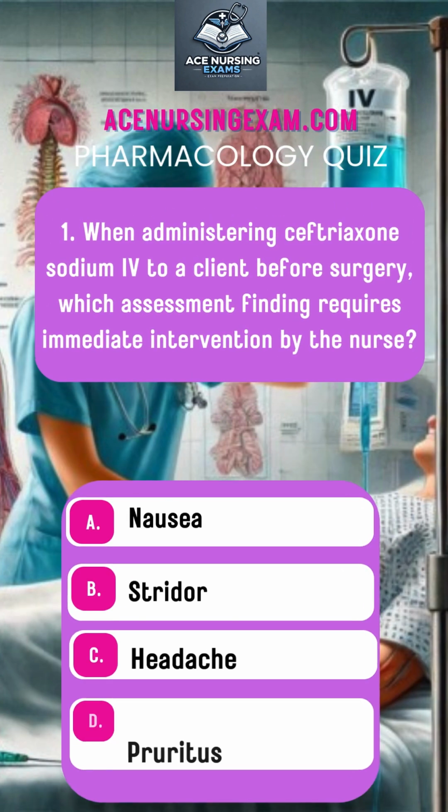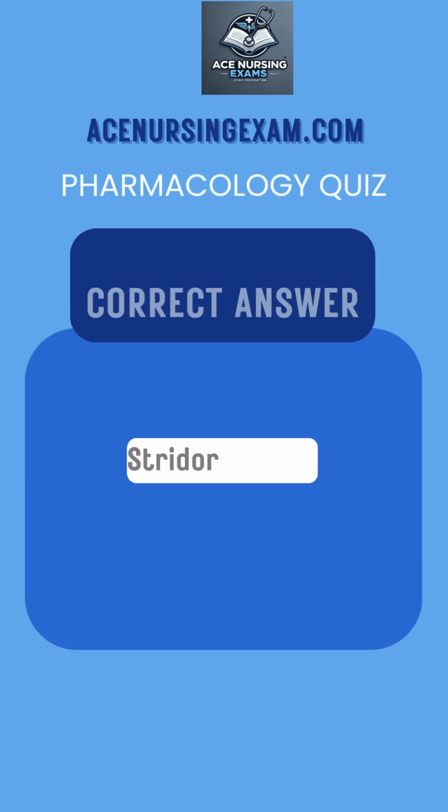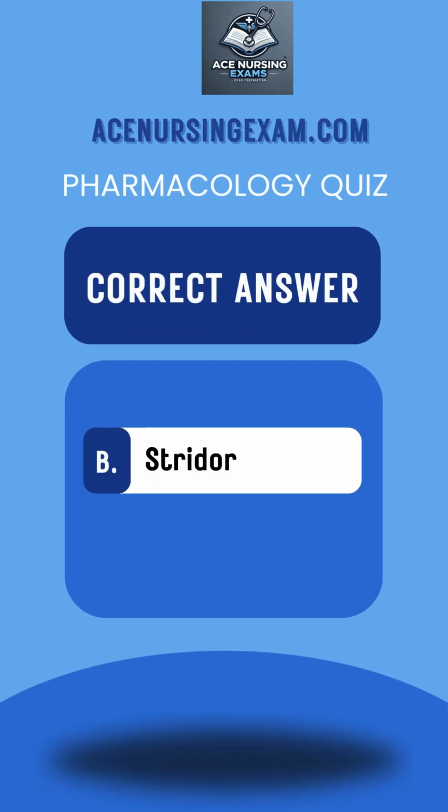1. When administering ceftriaxone sodium IV to a client before surgery, which assessment finding requires immediate intervention by the nurse? A. Nausea. B. Stridor. C. Headache. D. Pruritus. The correct answer is stridor.